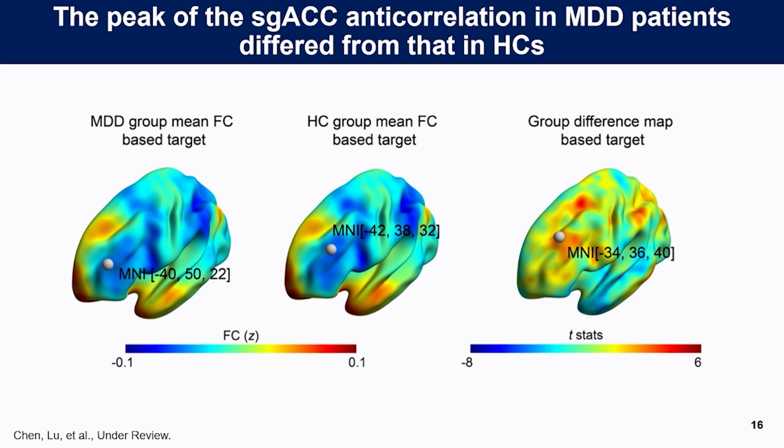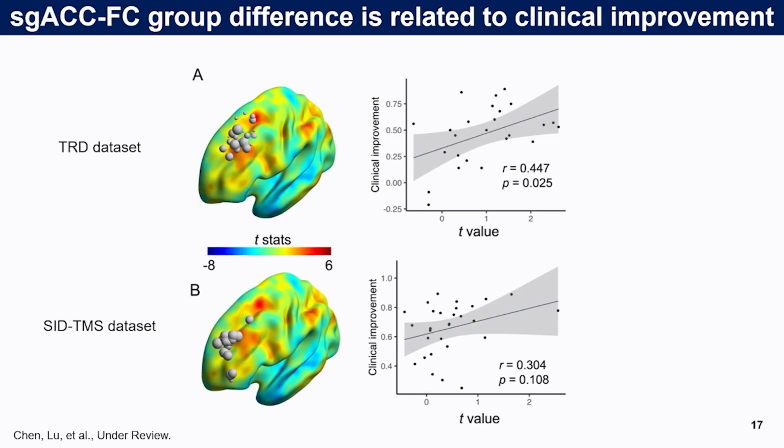Another way is we can utilize the group difference map. We compare the MDD group with the healthy control group and find the difference or abnormality. We can use that to get a coordinate or get individualization. And we found that this kind of group difference has clinical relevance. This abnormality is correlated with the clinical improvement in the TRD dataset, and in another dataset, depression with suicidal ideation, the SAD TMS dataset.